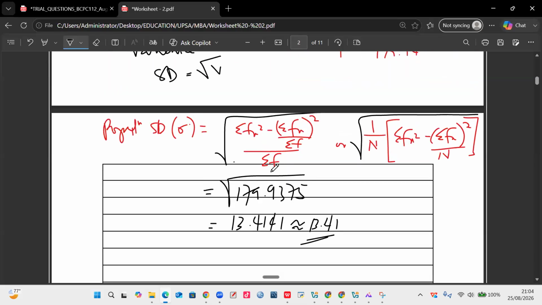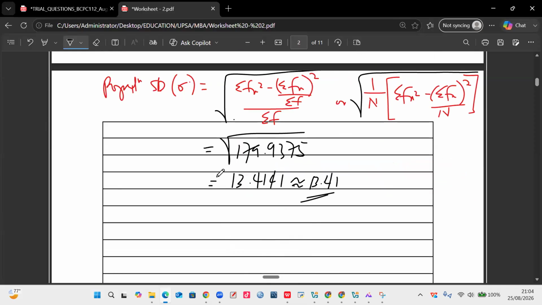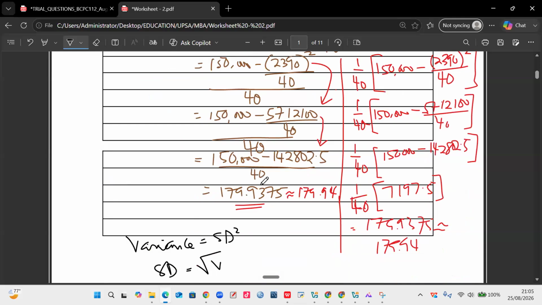Which figure do you place in the square root? The 13.4141? No. The 13.4141 is the standard deviation. You remember when we use the calculator? Look at this here. Look at the black arrow on the right. You don't put the 13.4141 in the bracket. You rather put the variance.